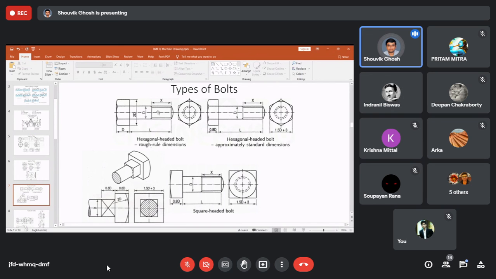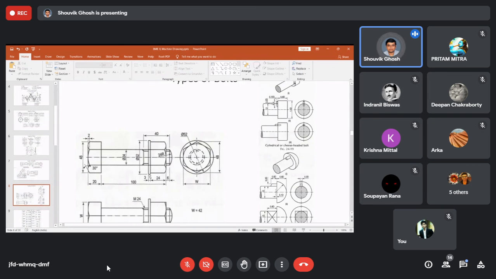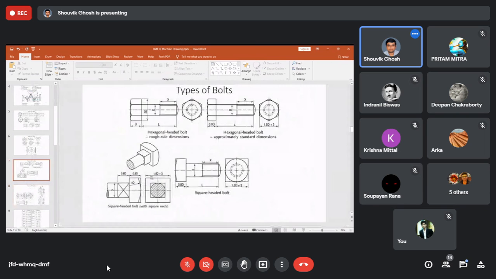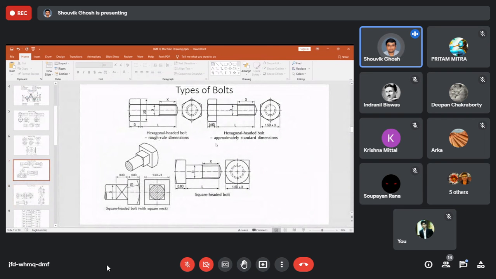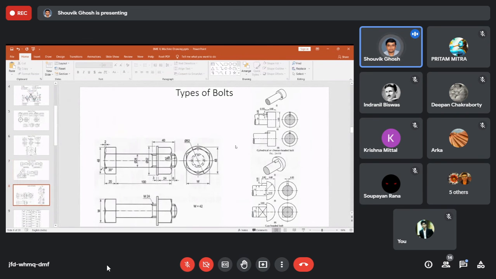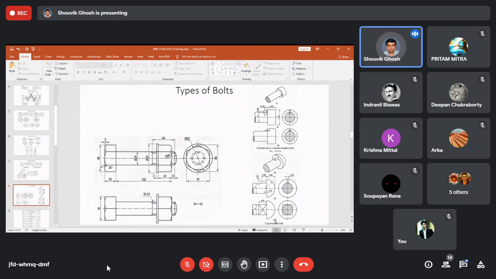In case of bolt heads, apart from this hexagonal and square bolt, you have the cup headed bolt and the cylindrical or cheese headed bolt. These two are mentioned over here. Apart from this, I think in the book you will find the T headed bolt, and one more should be the stud bolt. Yes, stud bolt.